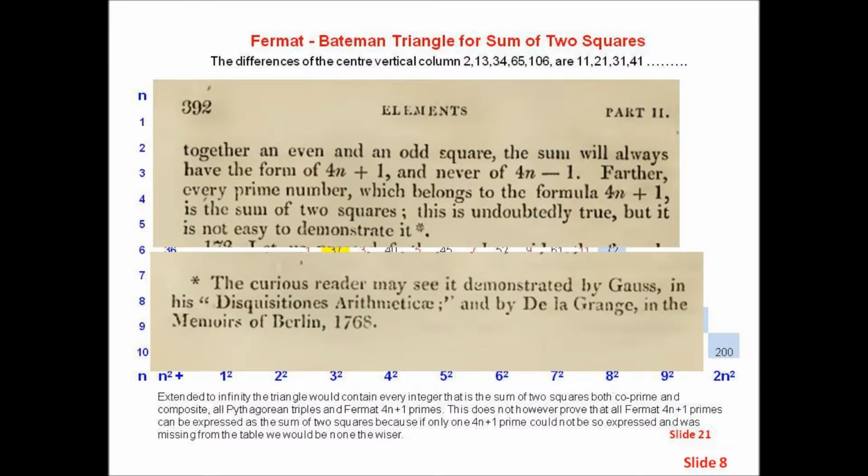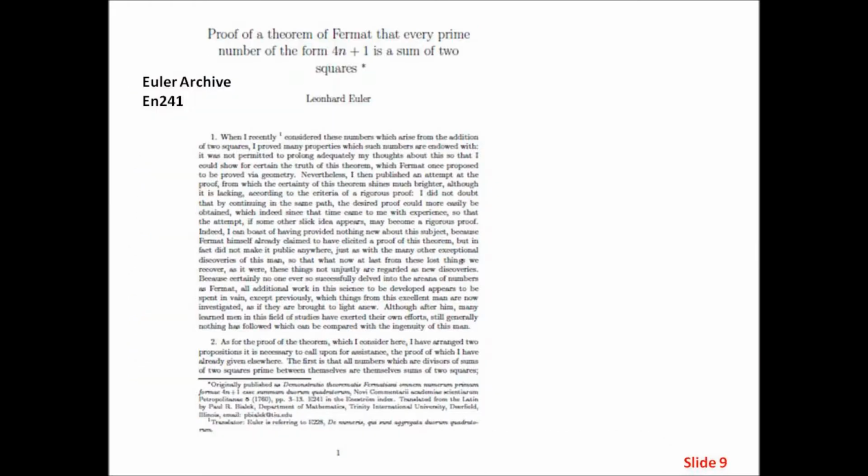On page 392 of Elements of Algebra, 1770 by Leonhard Euler, we read his remark, "Farther, every prime which belongs to the formula 4n plus 1 is the sum of two squares. This is undoubtedly true, but it is not easy to demonstrate it." A footnote at the bottom of the page, presumably due to J. Bernoulli, attributes a proof to Gauss and to de Lagrange. Why not to Euler himself, who had also published a proof in 1760? Euler's proof is available as a free download from the Euler archive, EN 241.